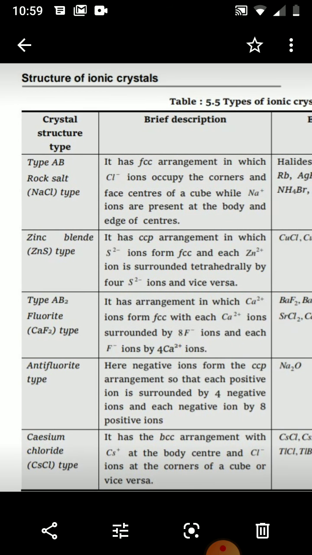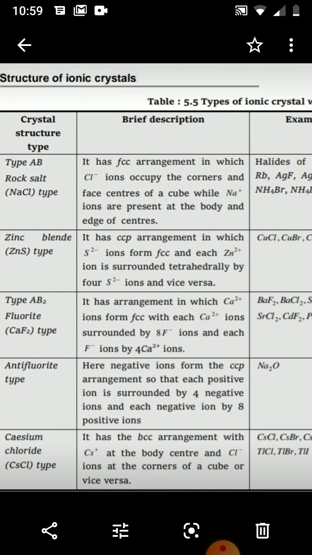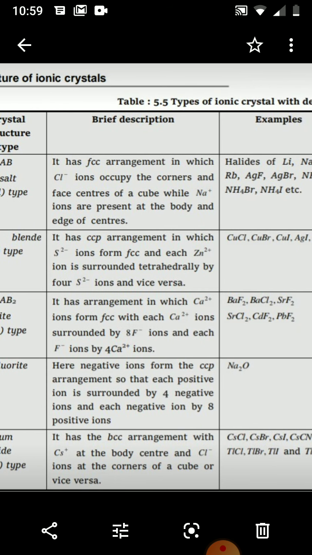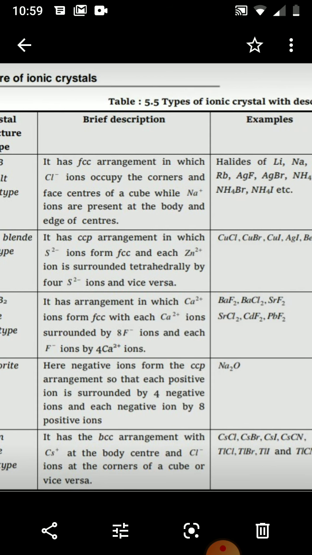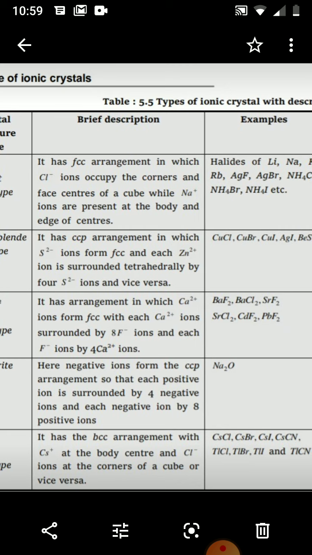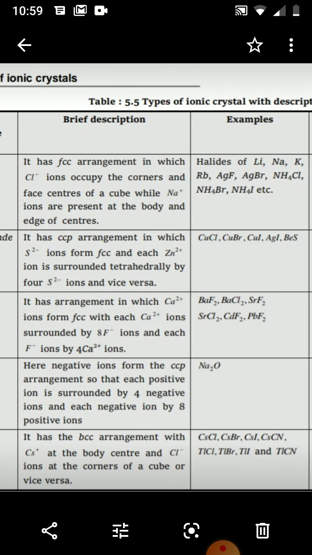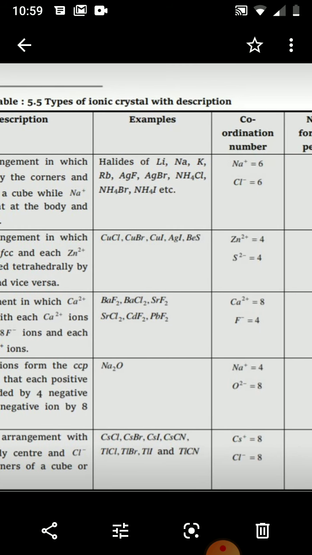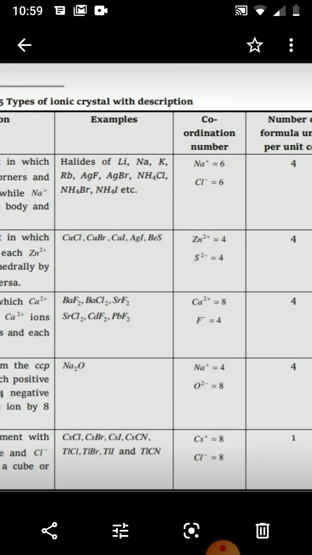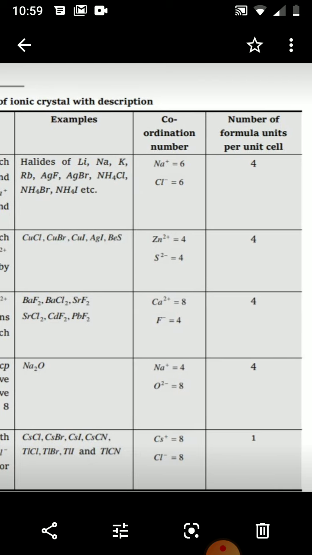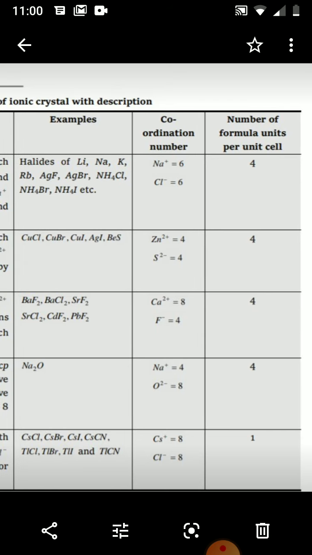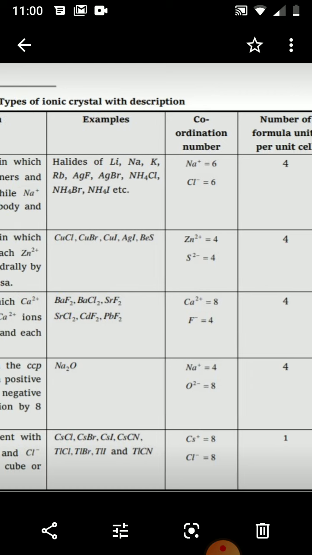And zinc sulfide, zinc blende type, it is a CCP arrangement. S2- ions form FCC, and each zinc ion is surrounded tetrahedrally by 4 S2- ions, and vice versa. So the coordination number is 4, Zn2+ 4 and S2- 4, and cubic close packing is there, which means it is equivalent to face centered cubic structure, and the total number of particles per unit cell is 4.